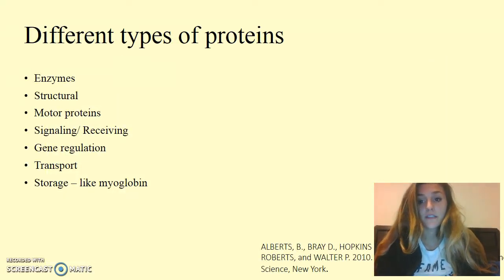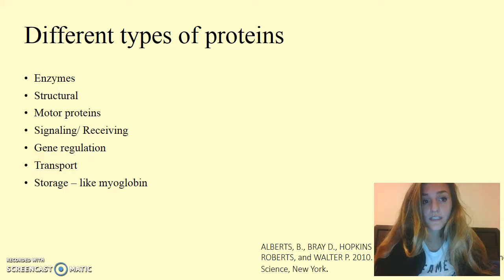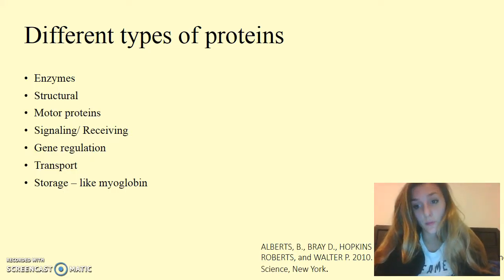So there are many different types of proteins in our cells. We have enzymes, which are responsible for the breakdown of catabolic reactions. We have structural proteins that basically construct our cells or maintain our cells. We have motor proteins, signaling and receiving proteins, gene regulation proteins, transport proteins, and storage proteins, which is actually what my protein is that I'm looking at today, myoglobin.